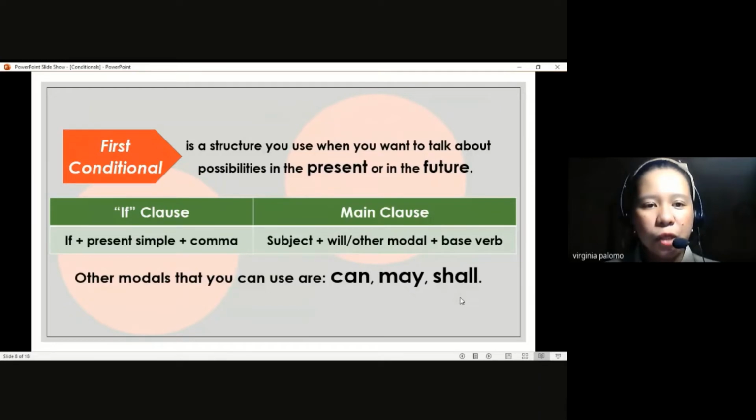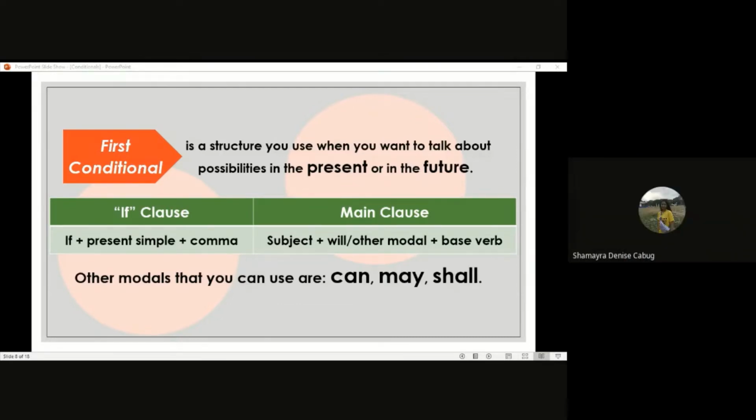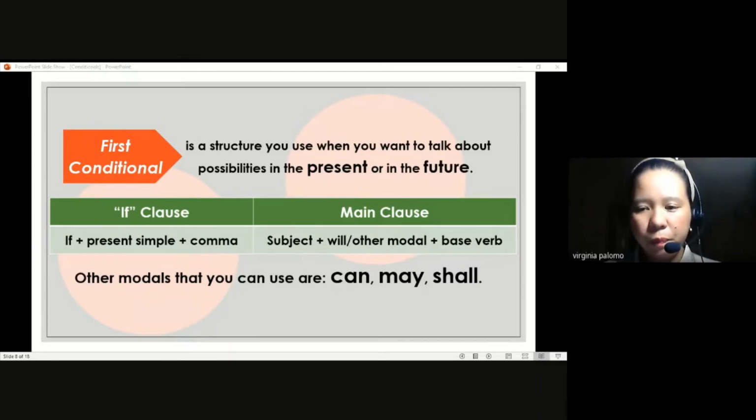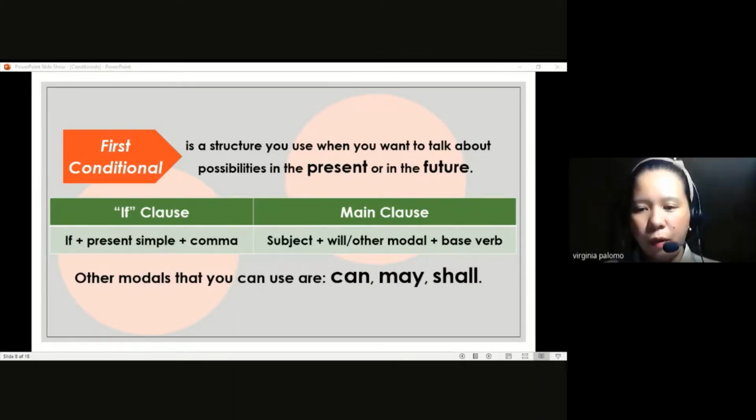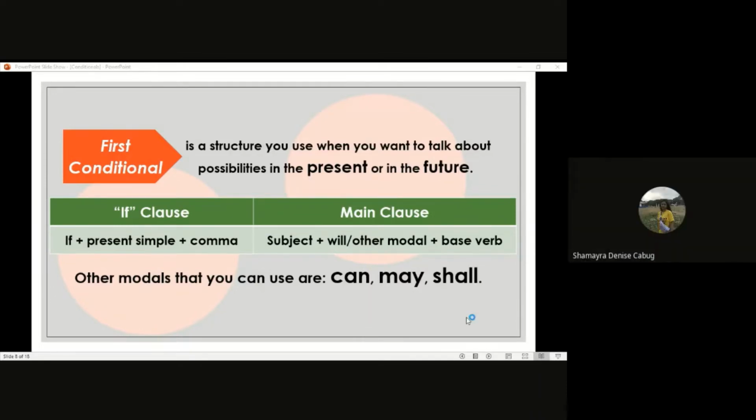So we have the first conditional, a structure you use when you want to talk about possibilities in the present or in the future. Now, who can read the structure? Yes, Kabug? First conditional is a structure you use when you want to talk about possibilities in the present or in the future. Okay, how about the structure? If clause: if plus present simple plus comma, main clause: subject plus will or other modal plus base verb. Other modals that you can use are can, may, shall.